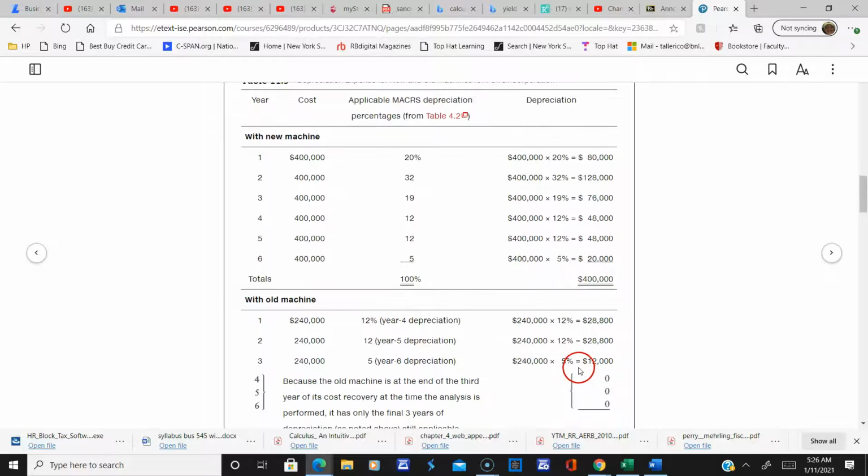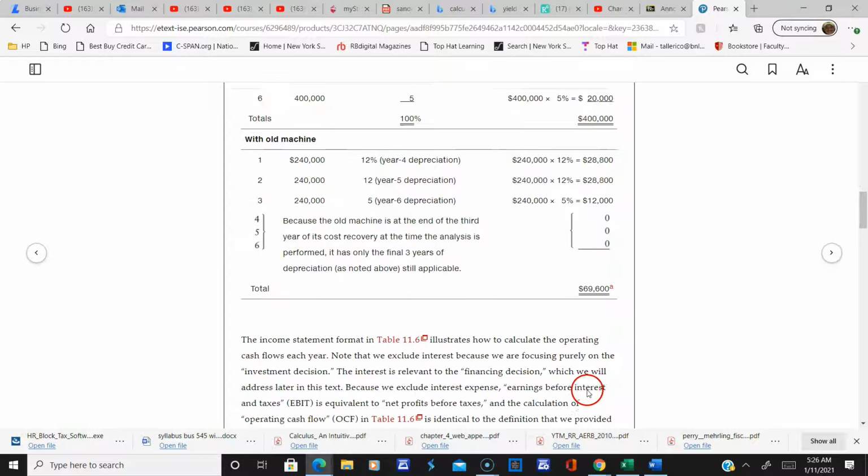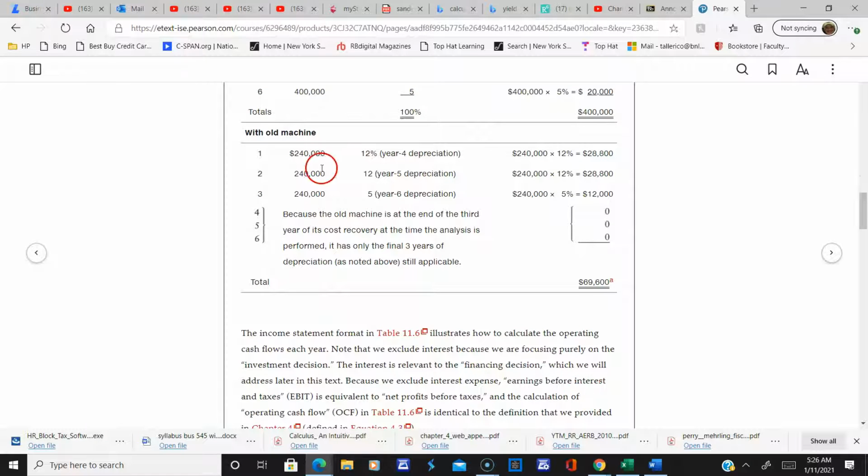All right, and here's the old machine, and you're in the fourth, fifth, and sixth year of depreciation for that, so that's fully depreciated. Because the old machine is at the end of the third year of its cost recovery at the time the analysis is performed, it is only the final 3 years of depreciation. All right, so you can see it's fully depreciated, and there's no more. It's been fully depreciated up to here. And you add these three up, and you get this. Okay?